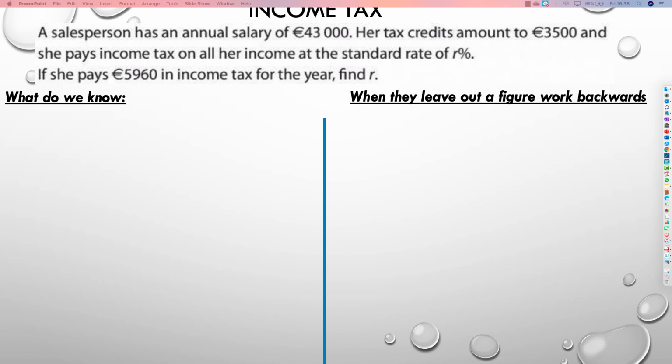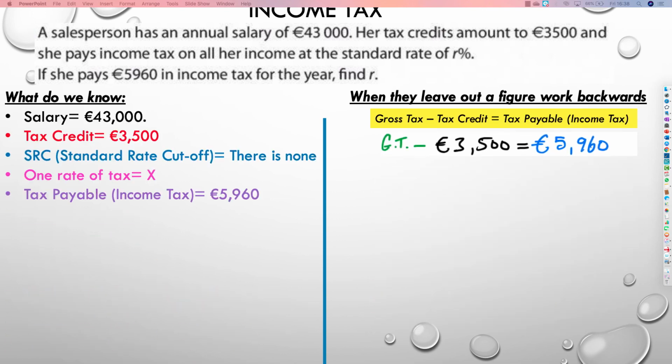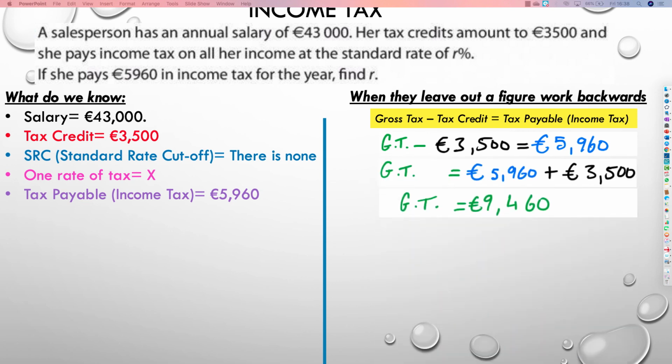Right, how are we going to do this? You're going to add the tax credits onto her income tax. And what's that going to give us? Gross tax. Good girl. Right, so we'll do that first. We know the gross tax is 9,460.